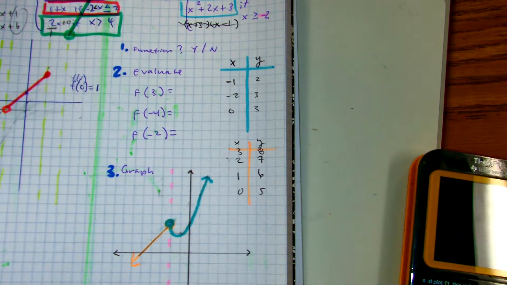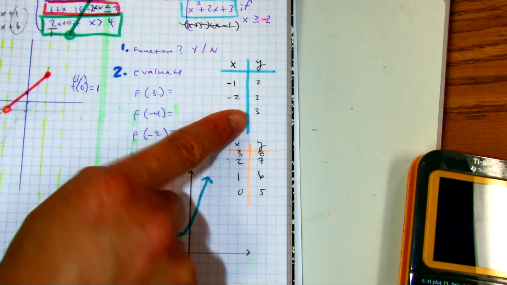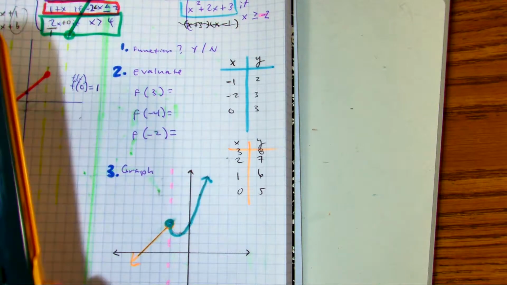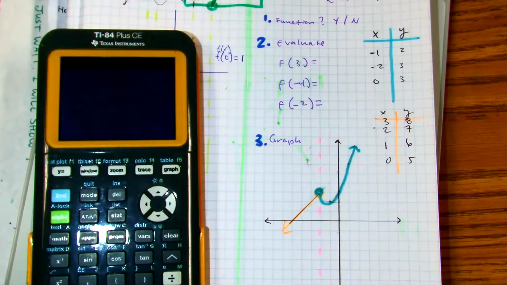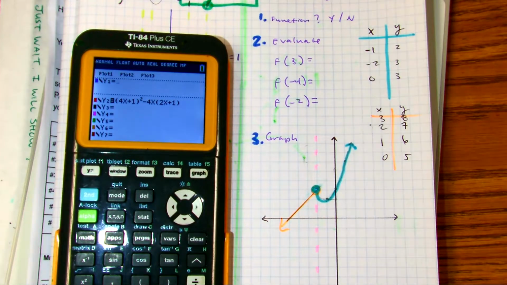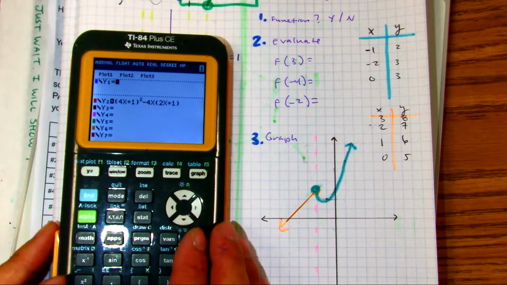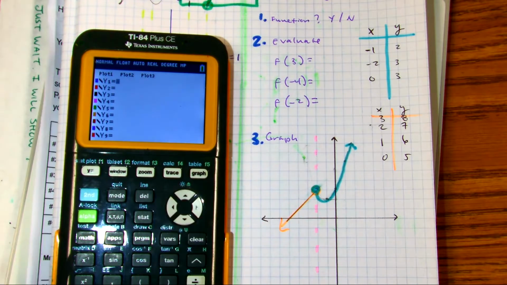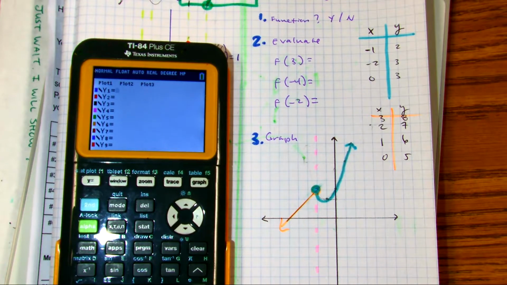So, if you don't know how to graph that, use your table of values. And your best friend gets even better. Your calculator can actually graph piecewise functions. Let me show you how to do that. So I'm going to put in the function.